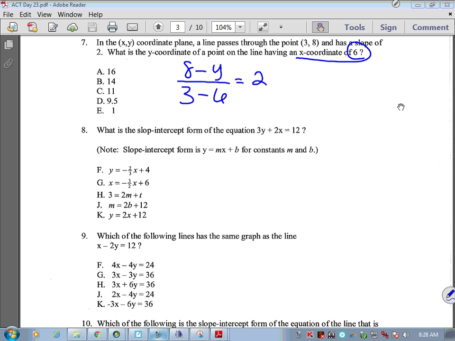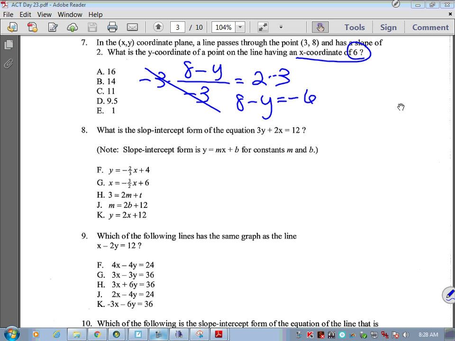Okay, so 3 minus 6 would just simplify to negative 3, correct? All right, so I can save myself the space. If I had an equation like that, and I want to solve for y, I'm going to get negative 3 to the other side. Because I'm dividing by negative 3, I'm going to do the opposite, which means I'm going to multiply by negative 3, correct? So I'm going to multiply by negative 3 on both sides so that those negative 3's cancel out. So I get 8 minus y equals negative 6.